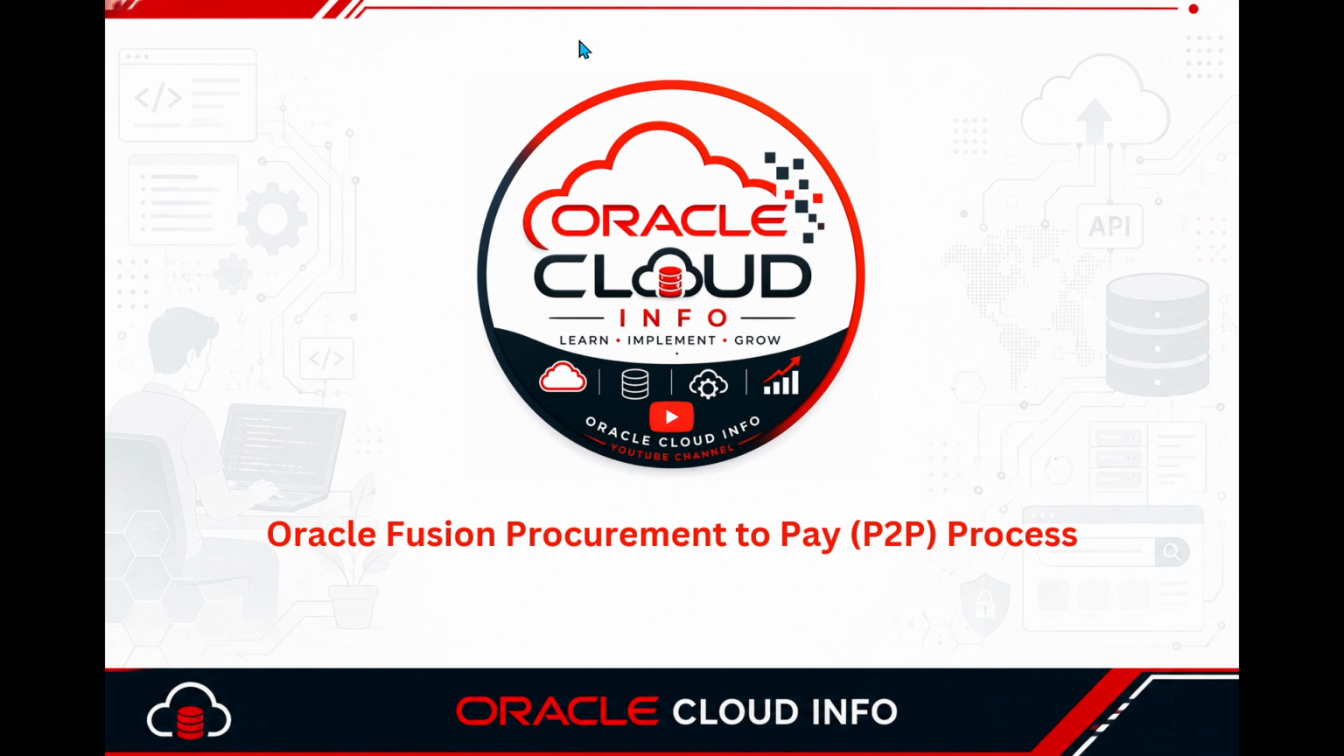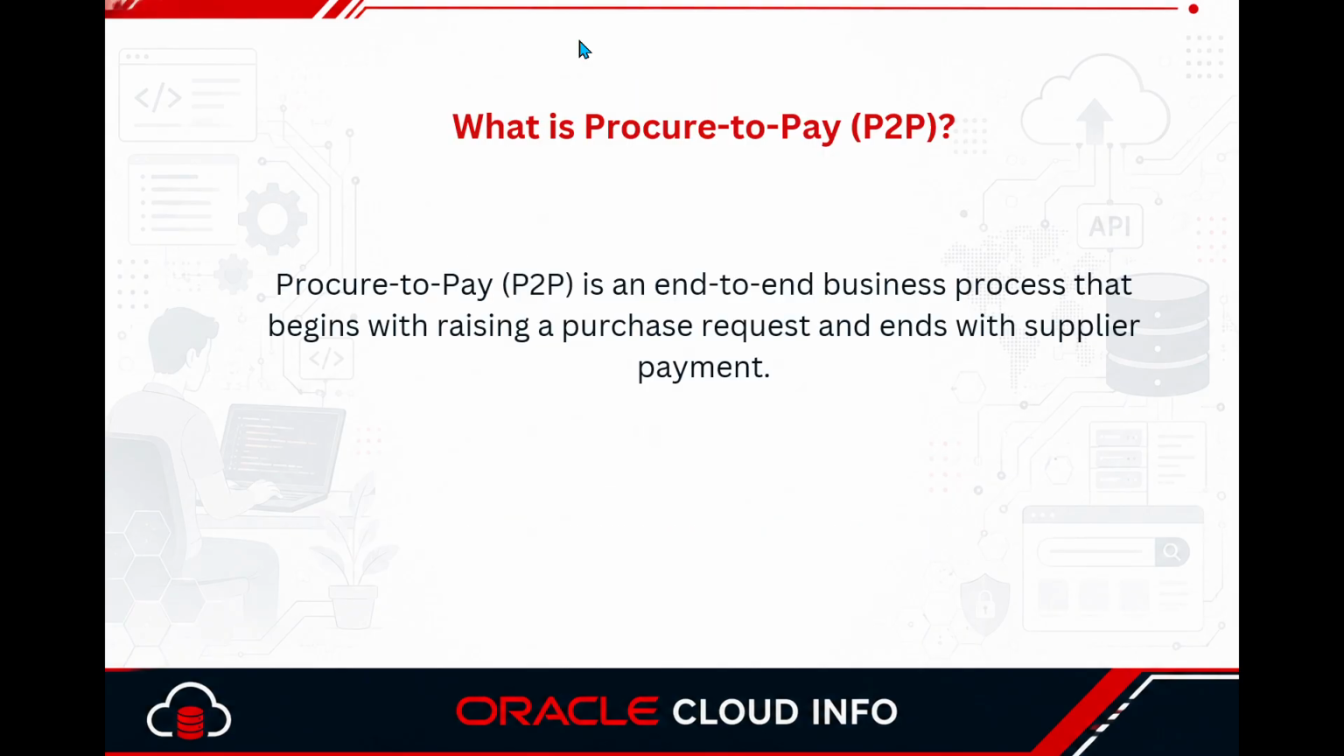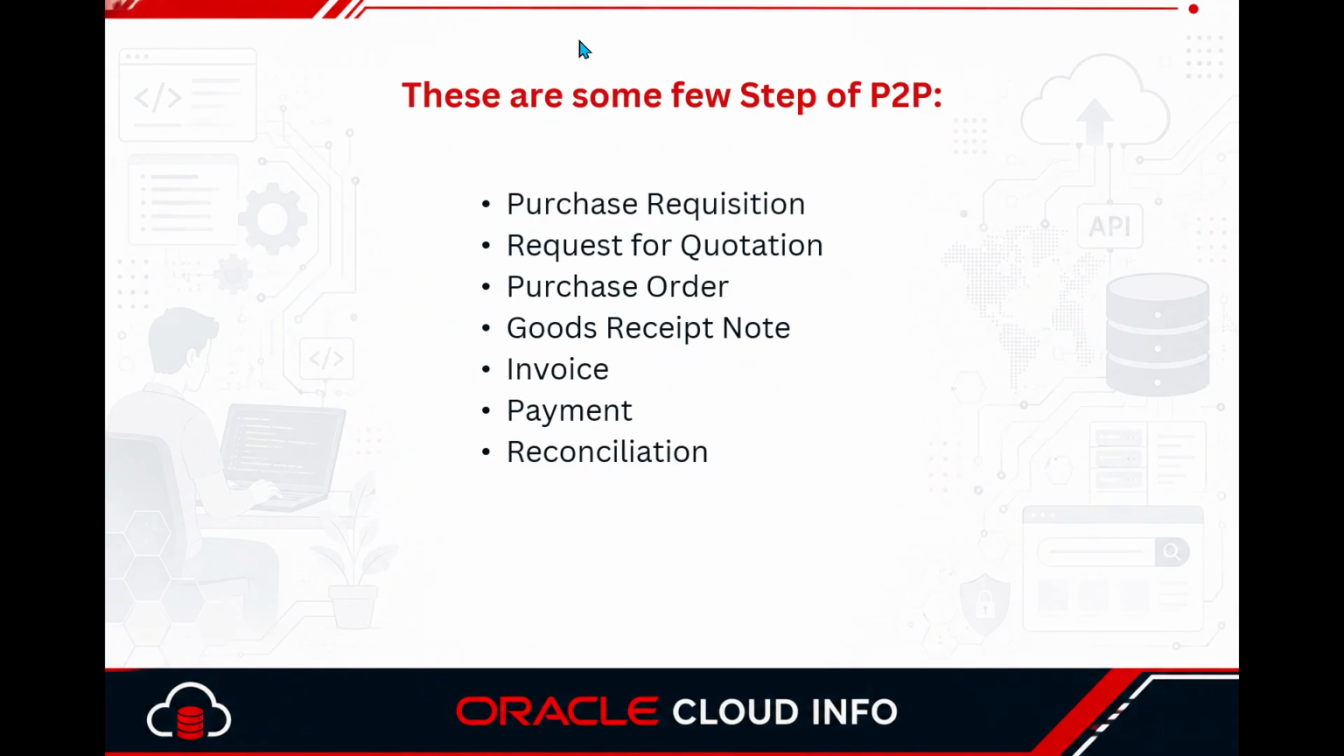In this video, we will discuss the P2P cycle. P2P stands for procurement to payment. It is a business process which starts from requisition and ends with the supplier payment.